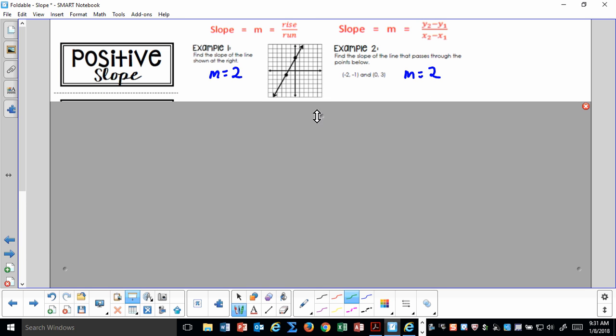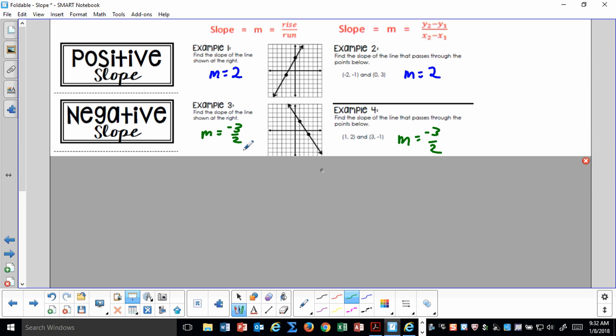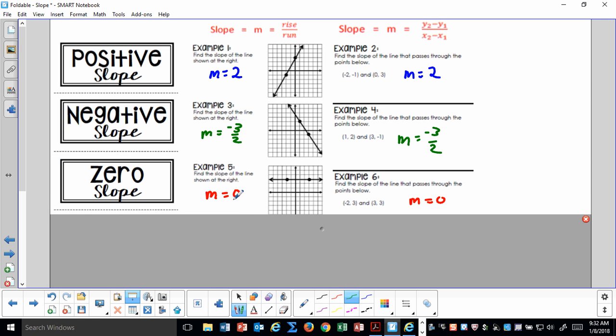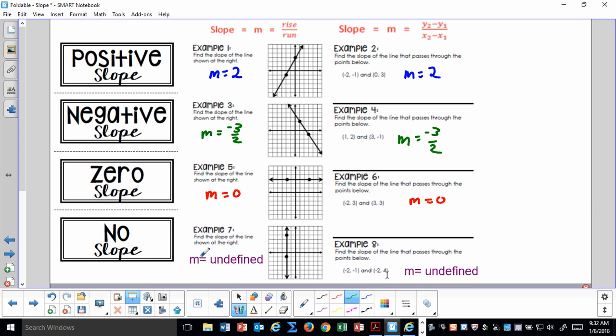So to recap, when we're working with a graph, we're going to use rise over run, and when we are given 2 points, we're going to use our slope formula, y sub 2 minus y sub 1 over x sub 2 minus x sub 1. We had a positive slope of 2, whether we use the graph or the algebra. We had a negative slope that was negative 3/2, whether we use the graph or the points. We had a 0 slope, which is a horizontal line, and again, both the graph and the algebra indicated it was 0. And when we had this vertical line, the slope is described as being undefined, whether we use the graph or the slope formula.